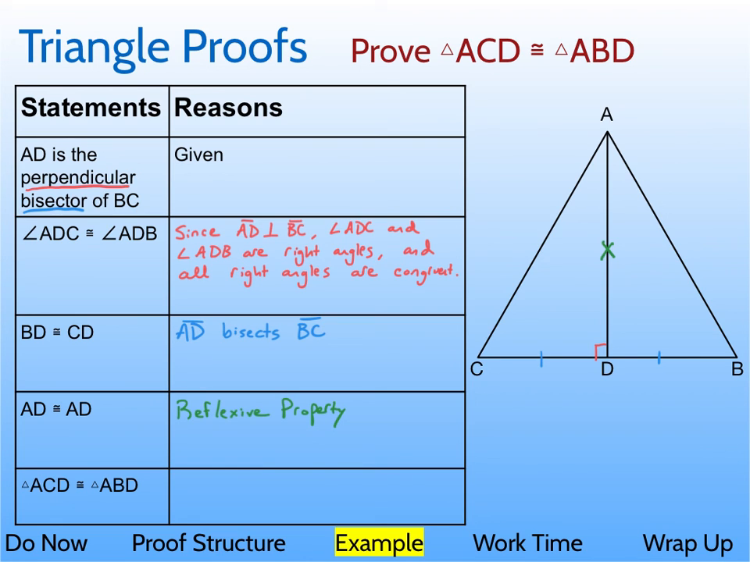And then finally, what we need to do now is we need to look at, why is triangle ACD congruent to triangle ABD? And if you look at that, we have side, angle, side, and side, angle, side. So that's our reason.